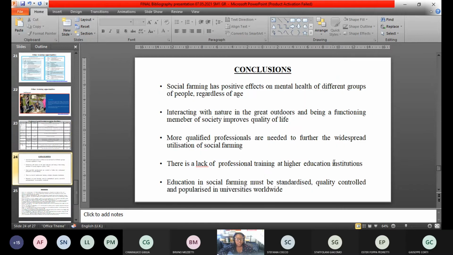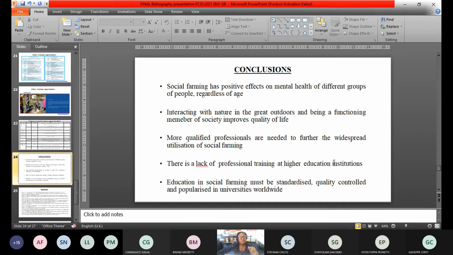In conclusion, I can say that social farming has a positive effect on the mental health of different groups, regardless of age. Spending time on a farm or interacting in nature is seen to have a great output on the improvement of quality of life for a number of people, regardless of the mental disorder that they are suffering from.